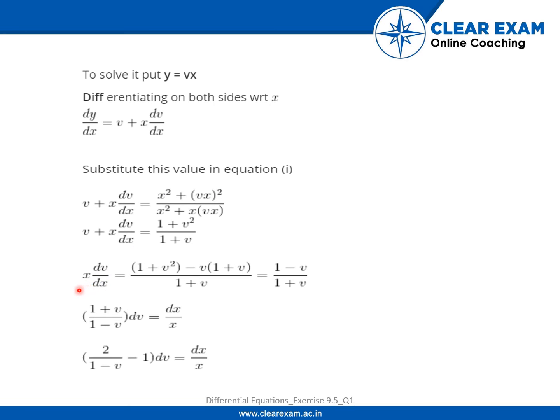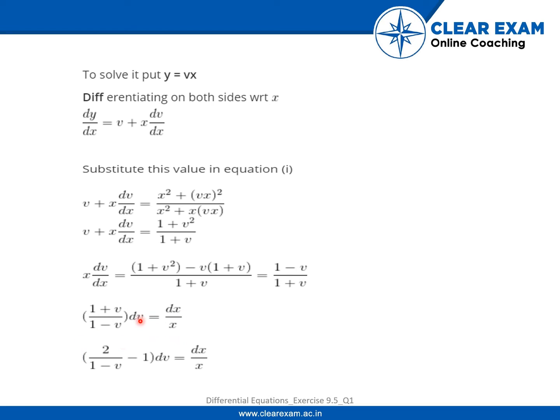So after that, x dv/dx will be equal to, putting v on the right-hand side, minus v, and then cross multiplying by 1 + v. So it will be (1 + v² − v(1 + v))/(1 + v). If we calculate this, we will get (1 − v)/(1 + v). So we'll put this term on the left-hand side as a reciprocal, and dx and 1/x on the right-hand side. So (1 + v)/(1 − v) dv = dx/x.